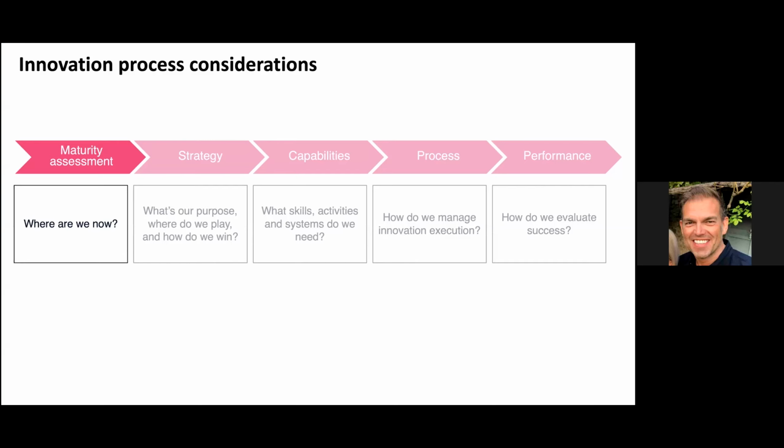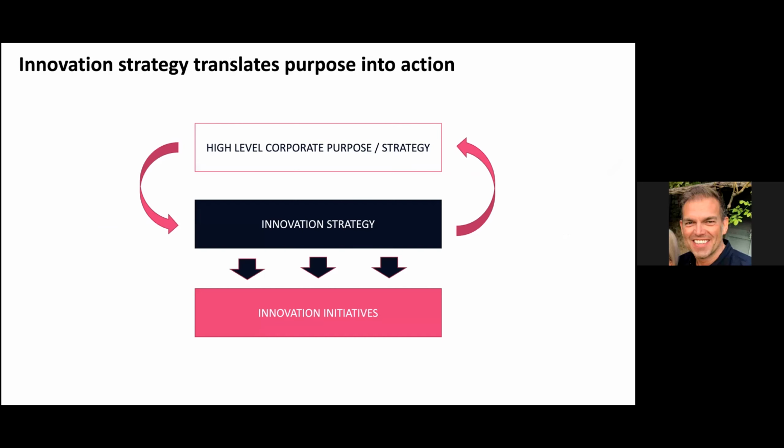So innovation process considerations, maturity assessment, where are we now? You've already covered that. This is about assessing and uncovering current weaknesses or blind spots in your existing strategy, capabilities, activities, and culture. And then from a strategic perspective, what's our purpose? Where do we play? And how do we win? Your innovation strategy should form the bridge between your high-level corporate purpose, mission, and vision and intent, and translate all the way down to the day-to-day team activities that deliver the desired impact results.